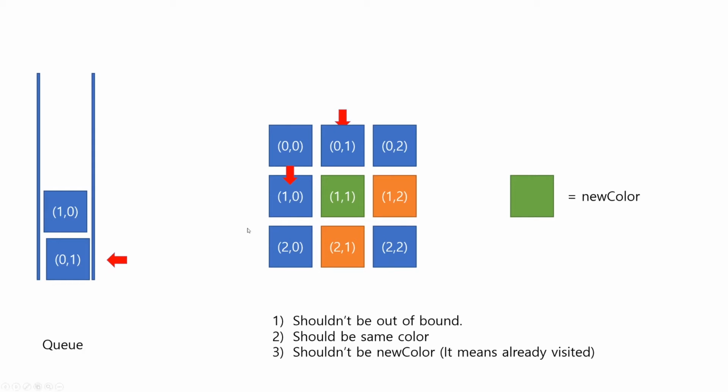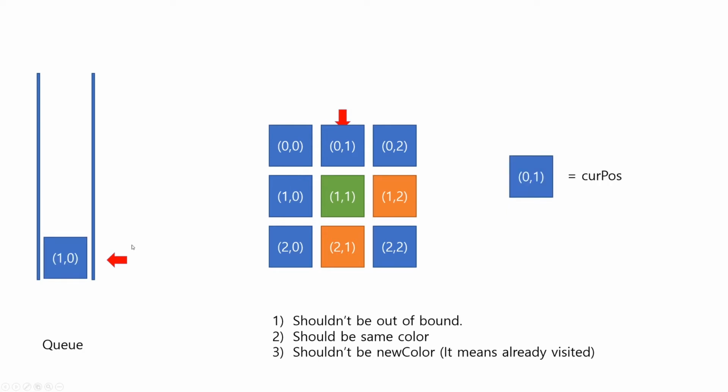So I just push those two cell positions into the queue, which are 0, 1 and 1, 0. The next position would be the position at the front of the queue. So now 0, 1 is where we are.